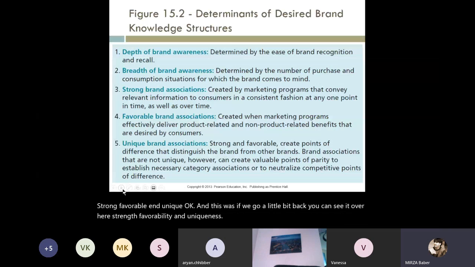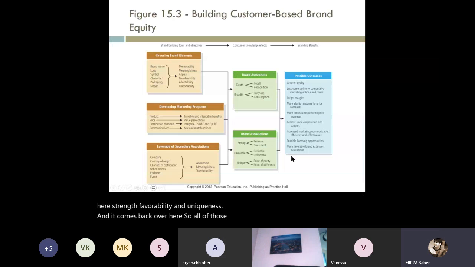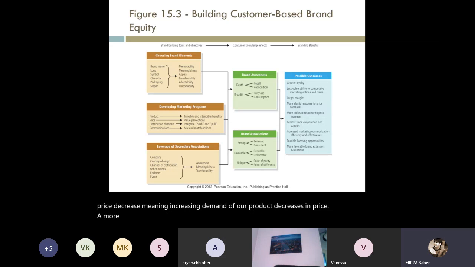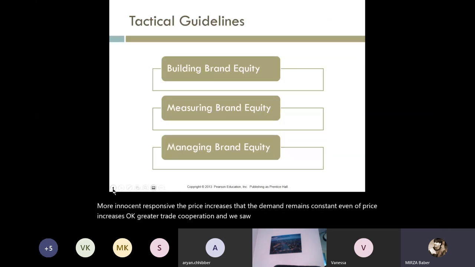So all of those inputs finally go into possible outcomes: greater loyalty, less vulnerability to competitive actions, larger profit margins, more elastic response to price decrease, meaning increasing demand if our product decreases in price. More inelastic response if the price increases, that the demand remains constant even if price increases. Okay, greater trade cooperation, and we saw this over here. This is kind of a summary of all that we did. Okay, so it's repeating.